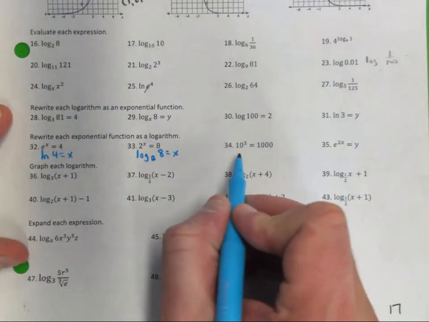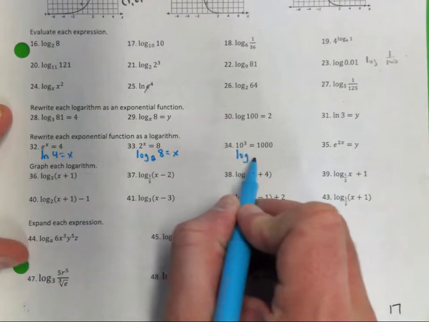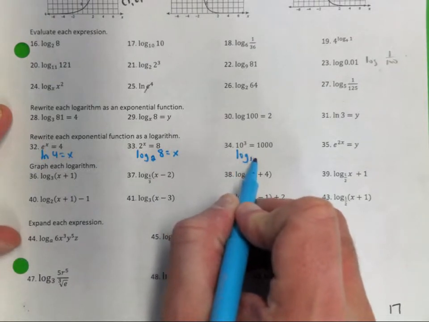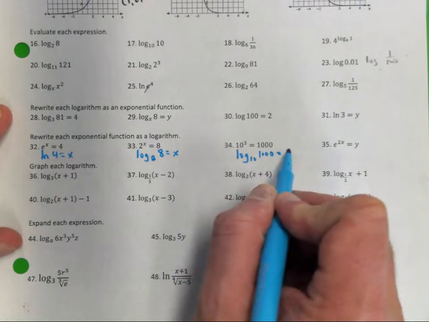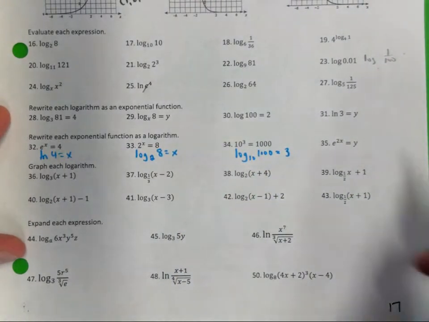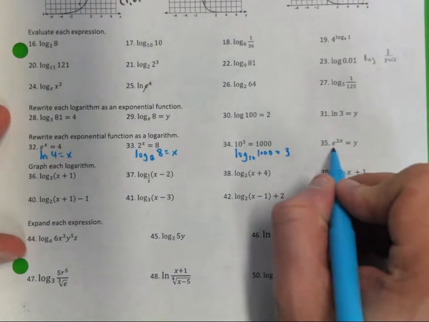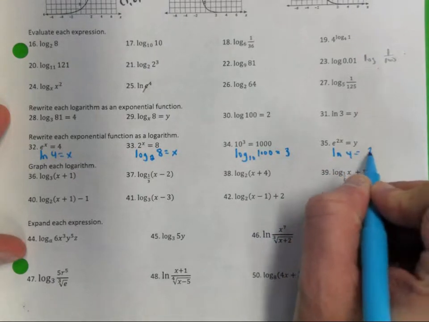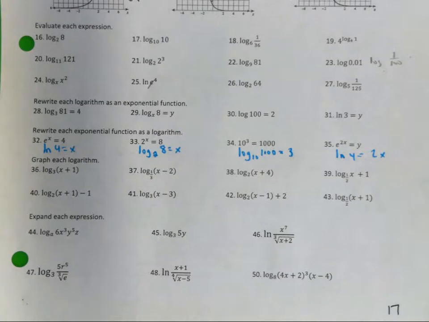What would I use here? Log or natural log? Do I have to put that 10 there? But if you did, would it be wrong? No. Will I use log or natural log on E? What goes right here? Equals. Are we good on those?